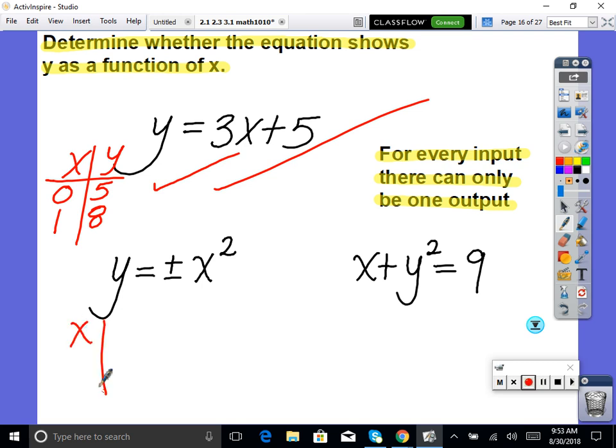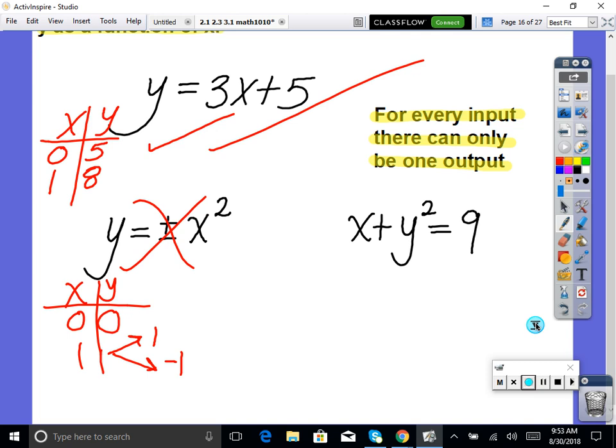So x, y. If we plug in 0, 0 squared is 0, plus and minus 0 is just 0. You better plug in more than 1 point though, maybe 2 points. So if we plug in a 1 here, we get 1 squared, right? Yeah. But now we have a plus and a minus. So 1 is 1 and -1. So this is not considered a function. You can still graph it, but it's not a function. Is that the only time it will be a function? Yeah. Really? Yes. Yeah. So let's look at this one.